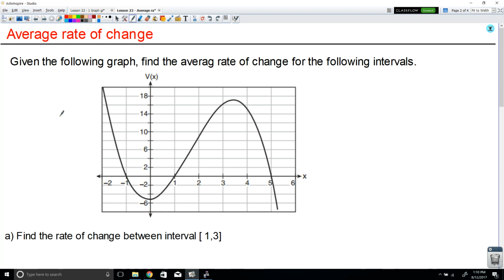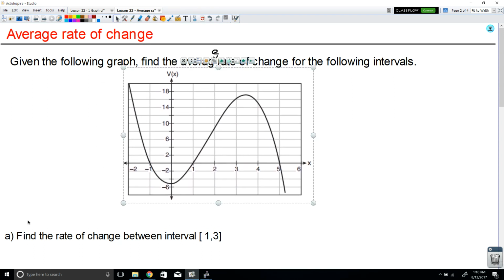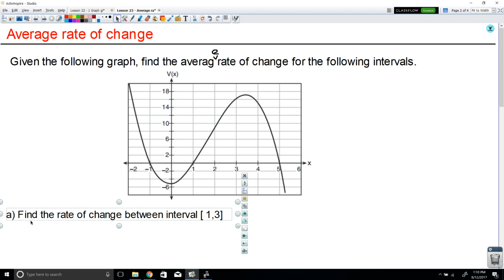Well, let's look at our first example here. It says, given the following graph, let's find the average rate of change for the following intervals here. All right, so we've been given this graph, and it's asking us to find the rate of change between the interval 1 and 3. So when they talk about intervals, this is in terms of x.